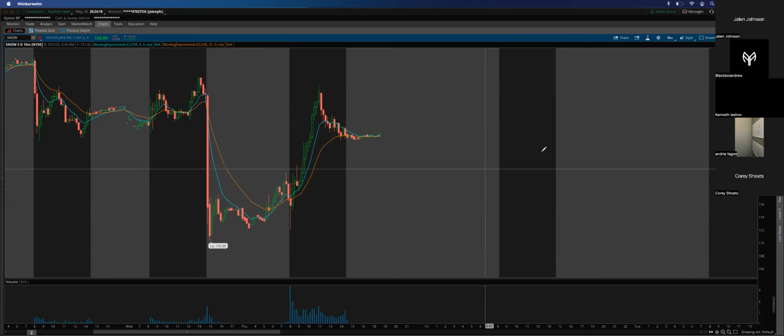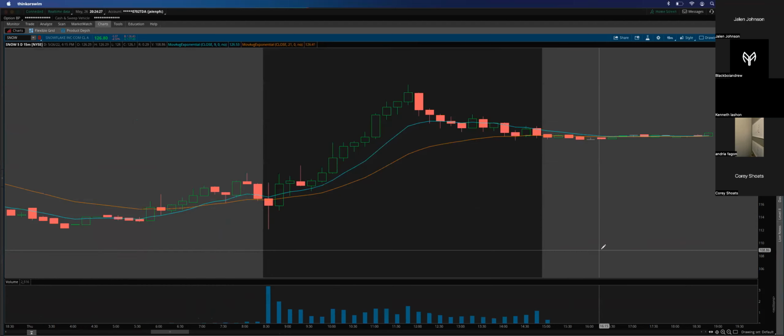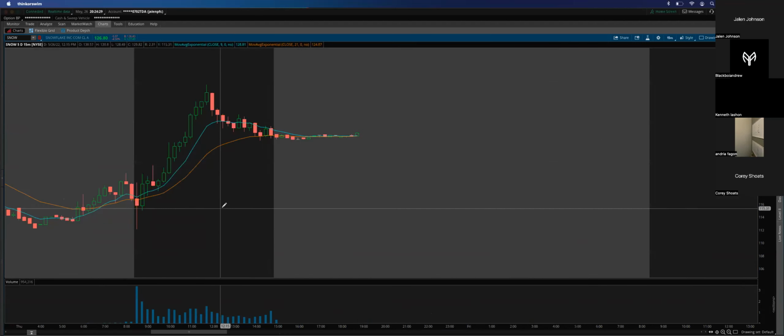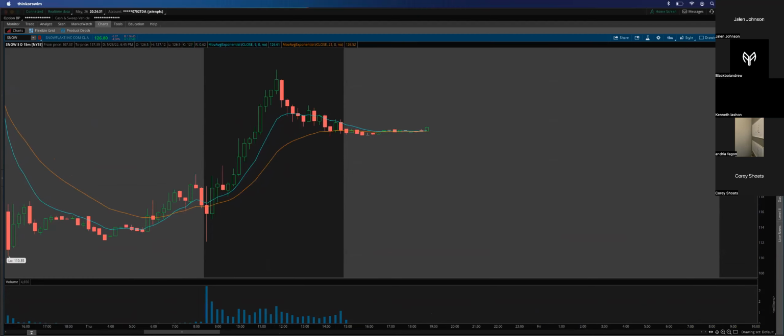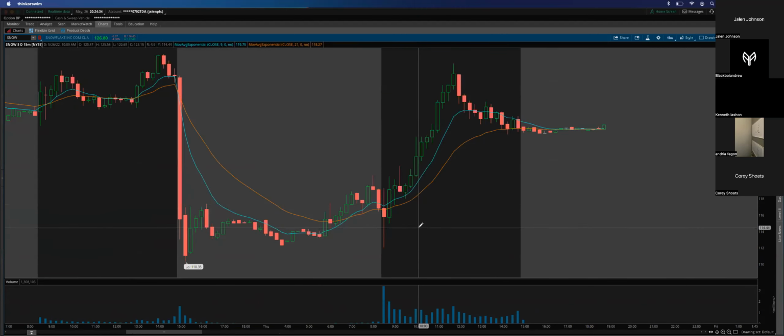So what did Snow do? This red candle came from earnings. What did it do? It did exactly what I thought it was going to do. So let me tell you how I caught it, though. Let's go to how I caught it. Right? I'm not a fundamental trader, but sometimes you have to at least understand them just a little bit, just to understand what the market likes to do.